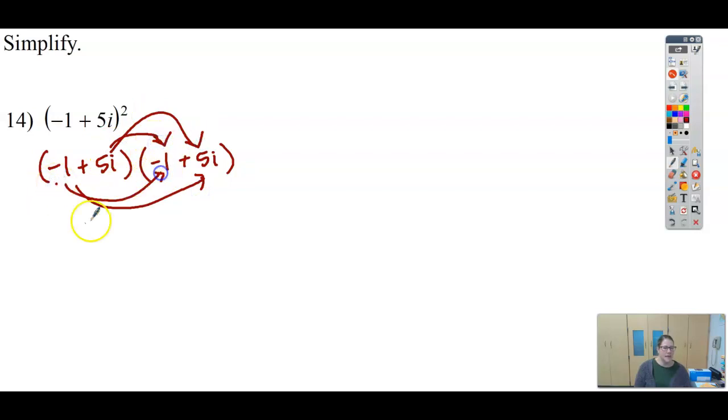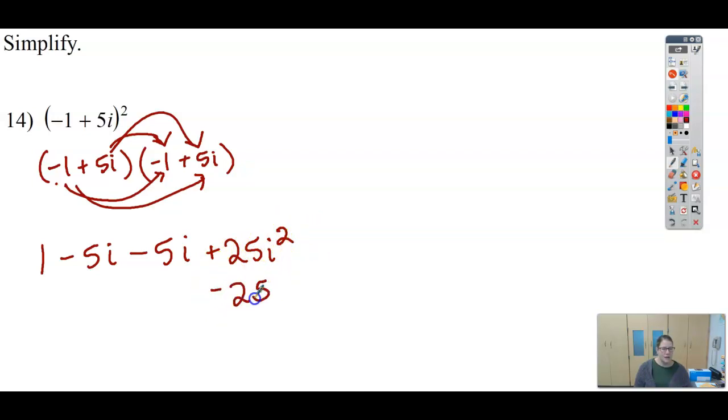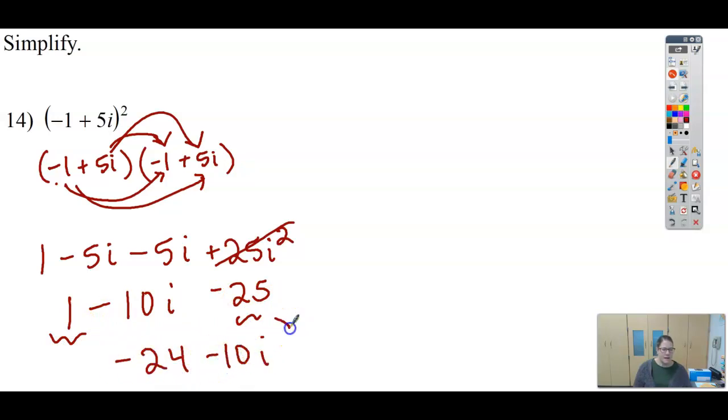So negative 1 times negative 1 is 1. Negative 1 times 5i is negative 5i. Now I'm moving to the second term, and it's going to get distributed. 5i times negative 1 is negative 5i, and 5i times 5i is 25i squared. Remember, i squared equals negative 1, so 25 times negative 1 is negative 25. So this would be 1 minus 10i minus 25. These two are like terms, so I can go ahead and combine them to get negative 24 minus 10i.